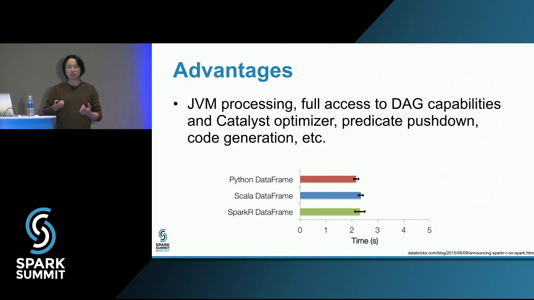The advantage of this architecture is that most of the processing is actually kept inside the JVM process. This benchmark is from 2015, so it's a while ago, but as you can see, taking advantage of Catalyst and all the innovation happening in Spark SQL and Spark Core itself, SparkR is not really any slower or faster than any other language binding you have.